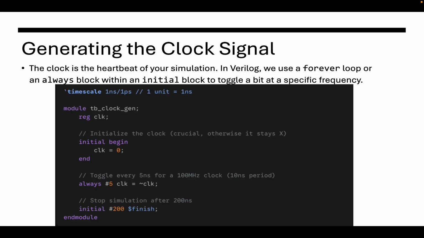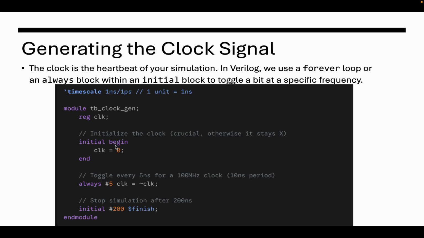So we'll begin with generating the clock signal. The clock is the heartbeat of your simulation. In Verilog we use a forever loop or an always block within an initial block to toggle a bit at a specific frequency. See, this is a basic way how you generate a clock. You have a separate module for the clock within the test bench.